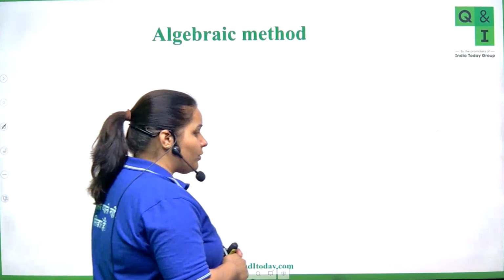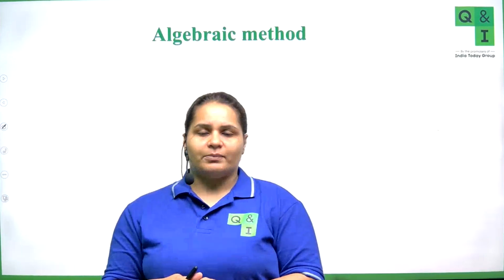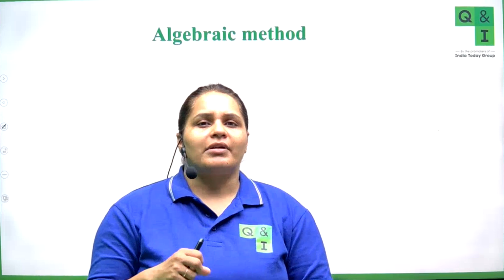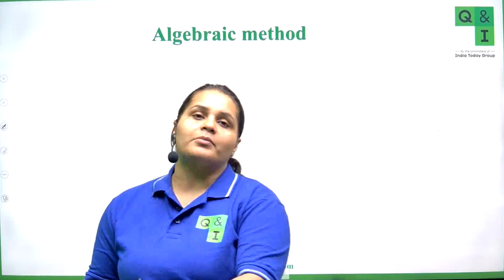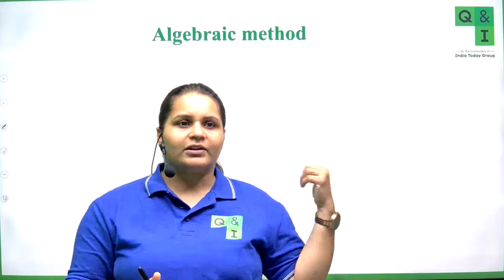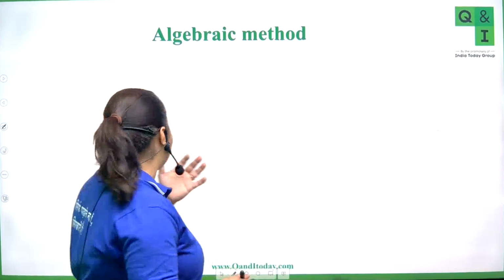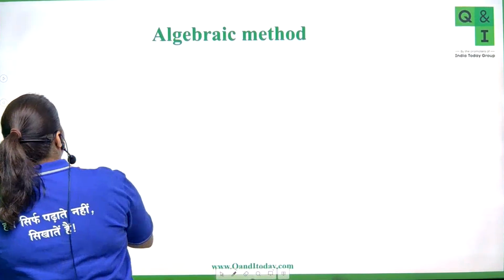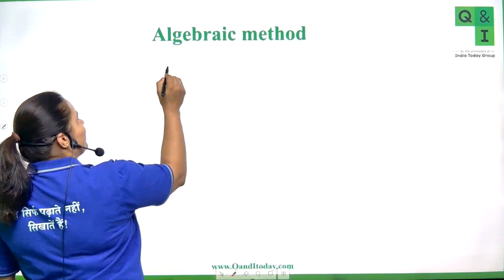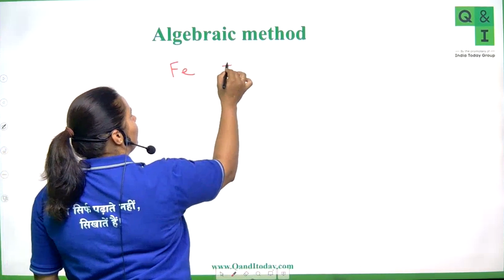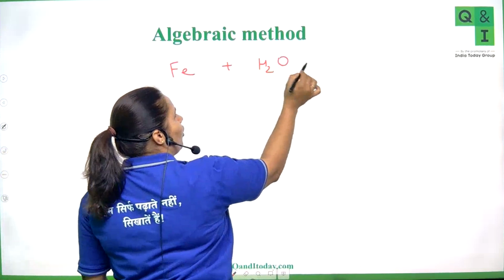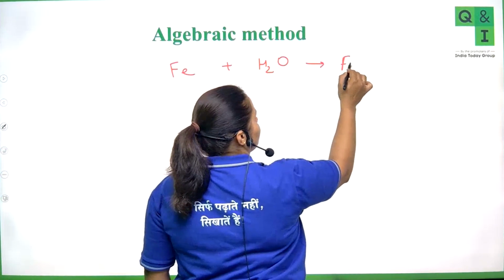Now I'm showing you another method, that is the algebraic method. If in any case you are not able to balance by the hit and trial method, which is what we just saw, I'm going to show you another method here. Let's take the equation Fe plus H2O, giving you, what was the reaction?